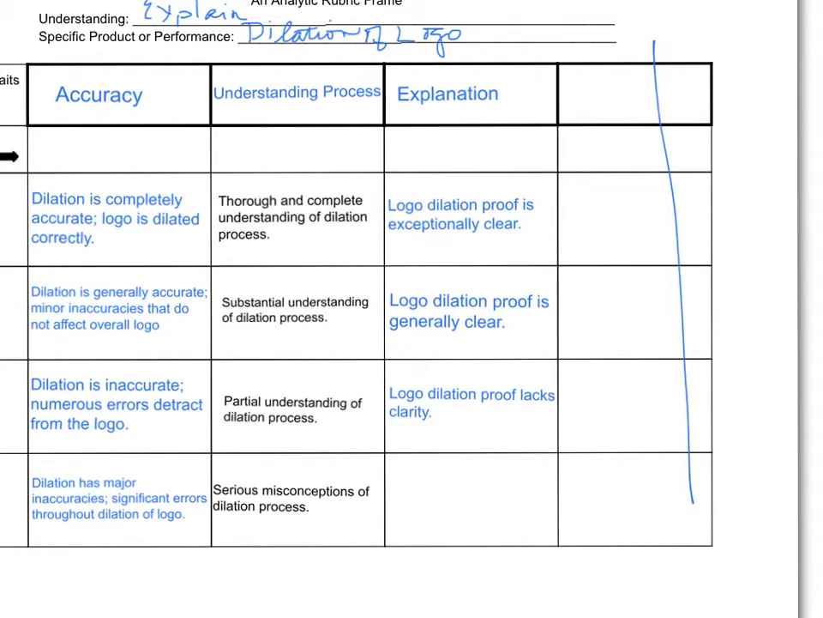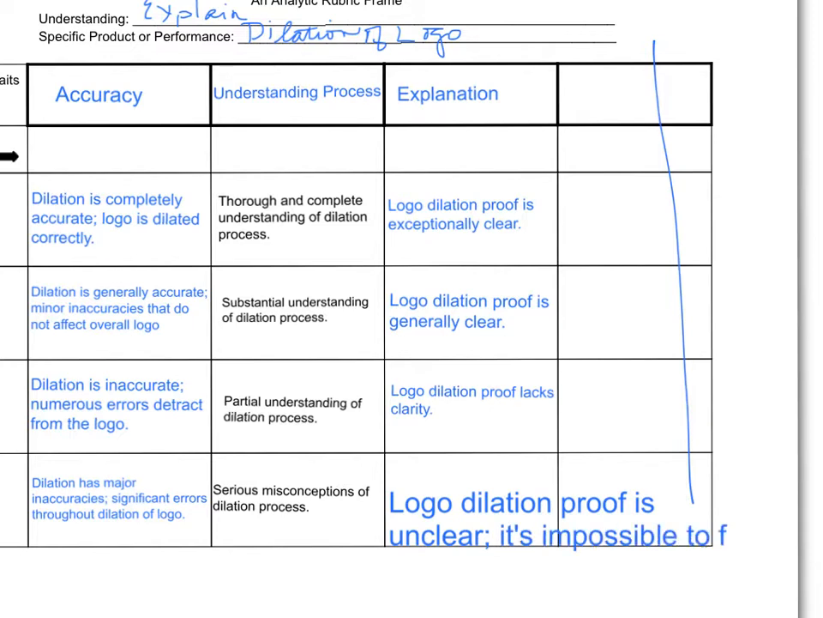Now, as math teachers, you might think that you want more detail in here, and if that's the case, you are certainly able to do that. I'm just doing kind of like that skeleton, the bare bones here, but if there are specific things that you're looking for with that proof, then those could be stated within these cells. The last one, I'm going to say that the logo dilation proof is unclear. Might even say it's impossible to follow.